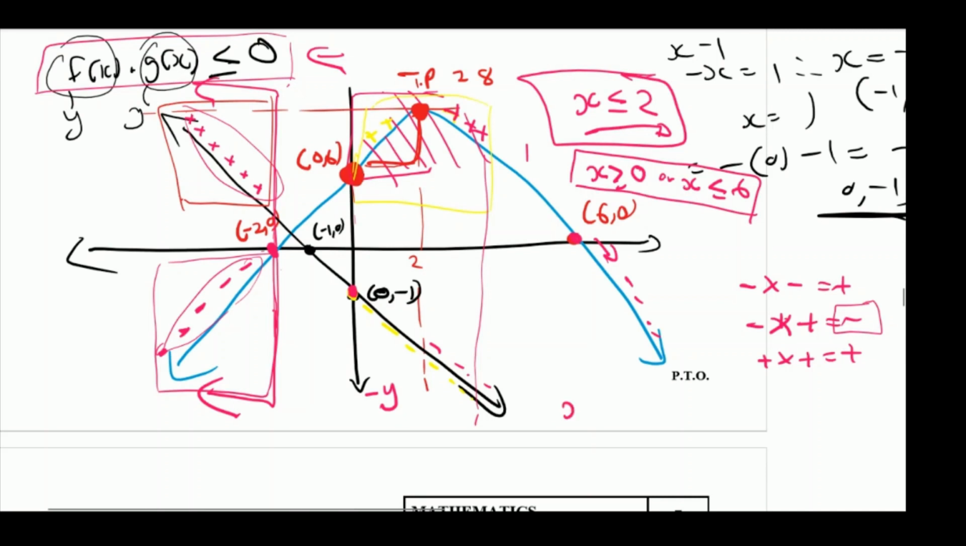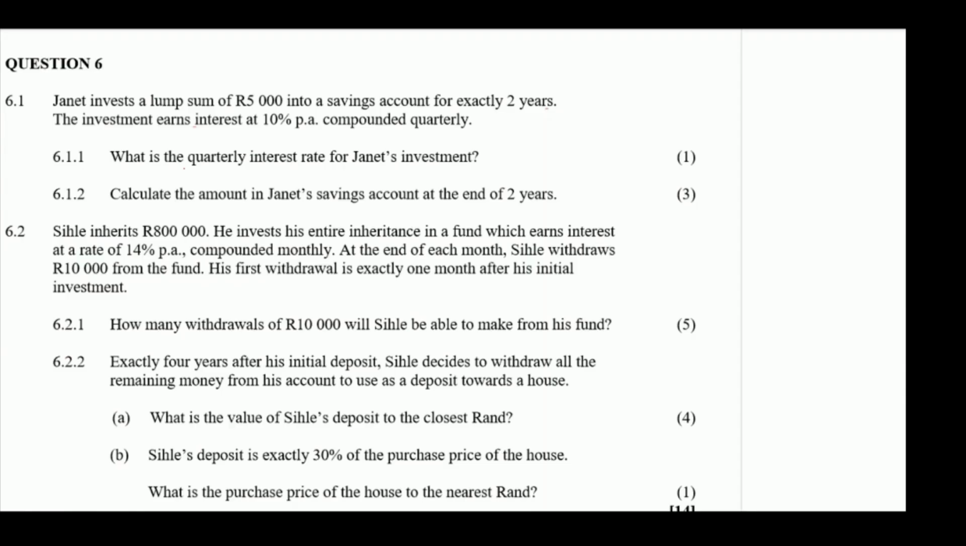So you can conclude by saying when x is less than or equal to 2, or when x lies between 0 and 6 inclusive. You can write it like this, or you can write it exactly like what I did here. Okay, so now in question 6, Janet invests a lump sum of 5,000 Rand into a savings account for a period of 2 years. The investment earns an interest rate of 10% compounded quarterly.